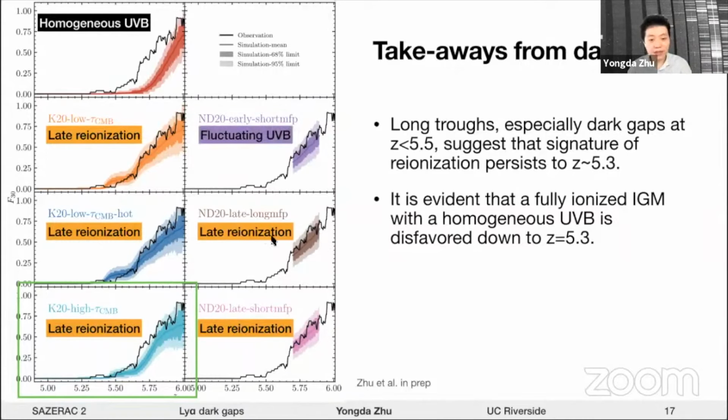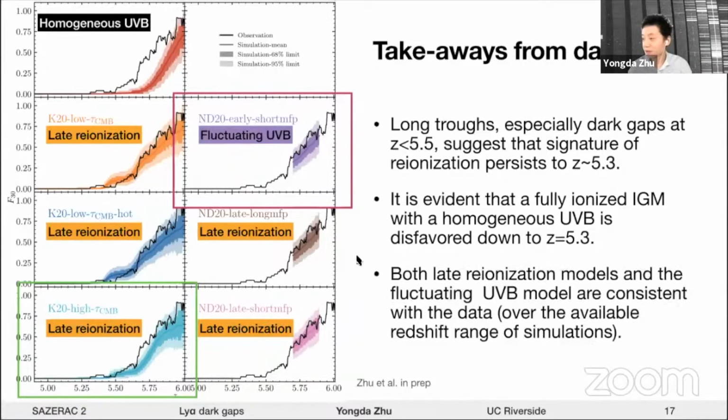The remaining one, in purple, is a fluctuating UV background model. The low UVB regions can also produce long dark gaps. So overall, both later reionization models and the fluctuating UV background model are consistent with the data, at least over the available redshift range of simulations.